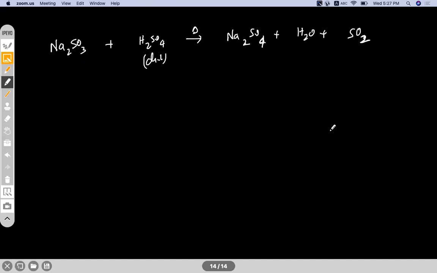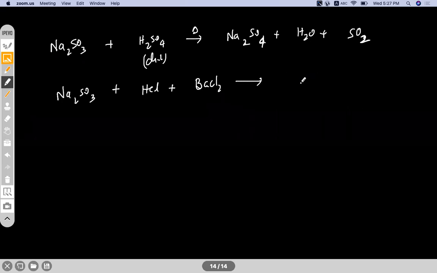Okay, BaCl2, the third one you see, the reaction here: Na2SO3 plus HCl plus BaCl2. Sodium extract we are using here. So it forms NaCl plus H2O, and we get BaSO3 precipitate forms.